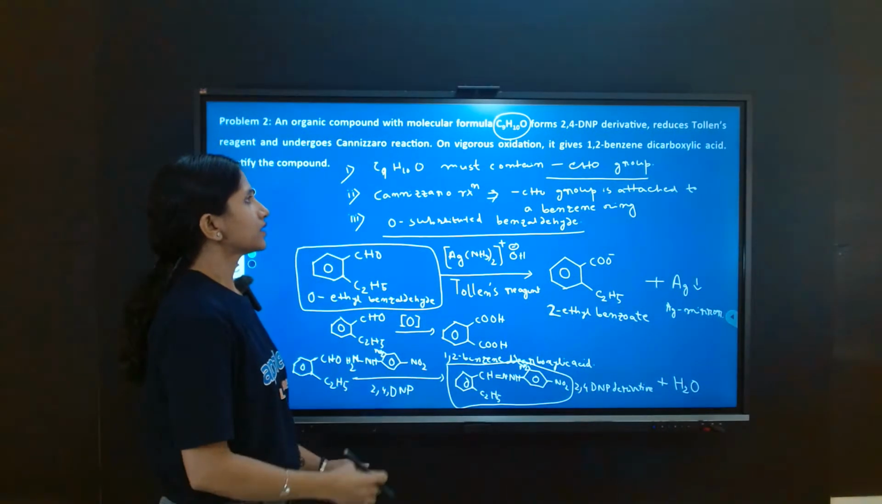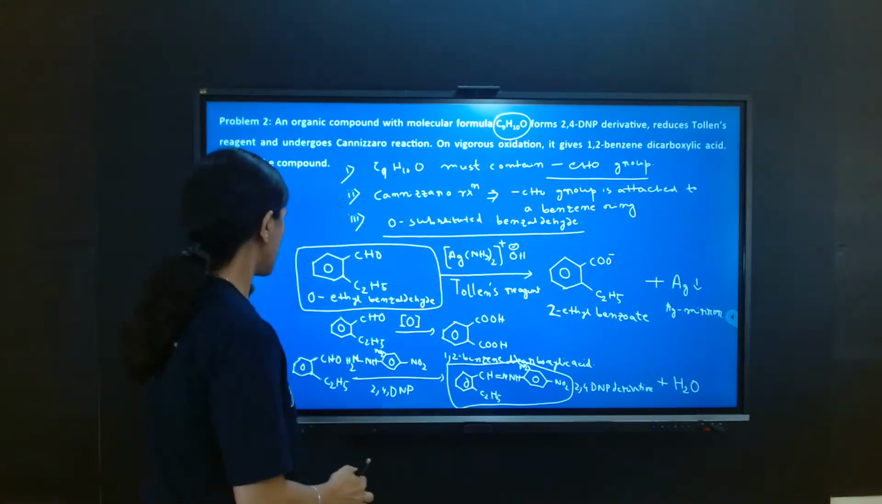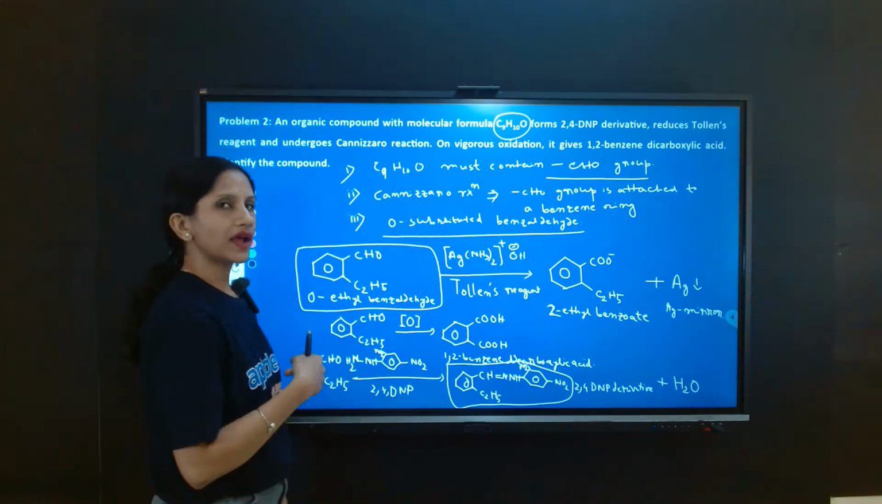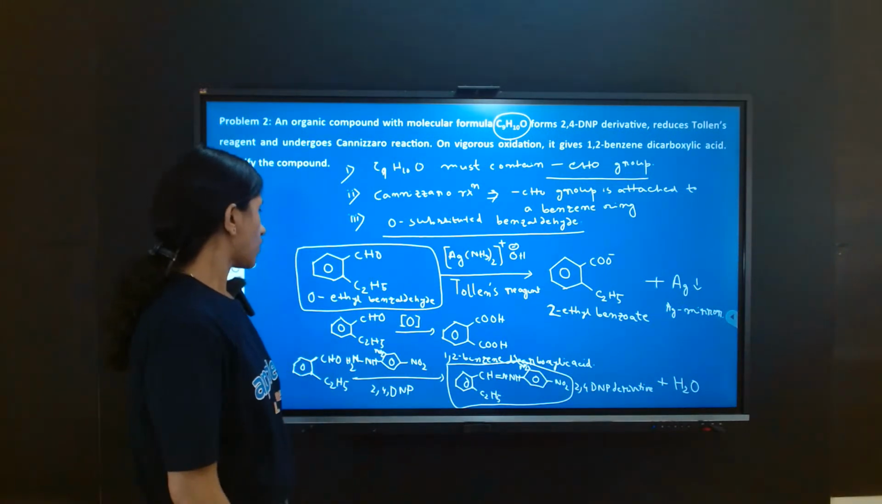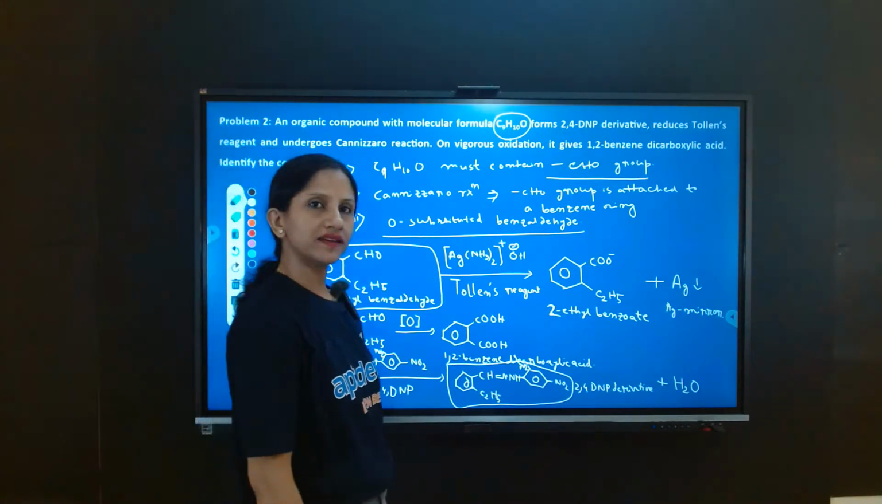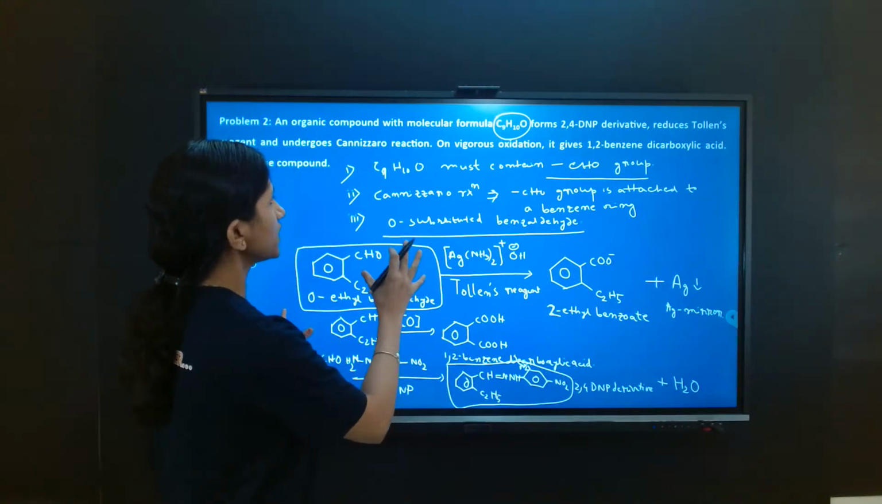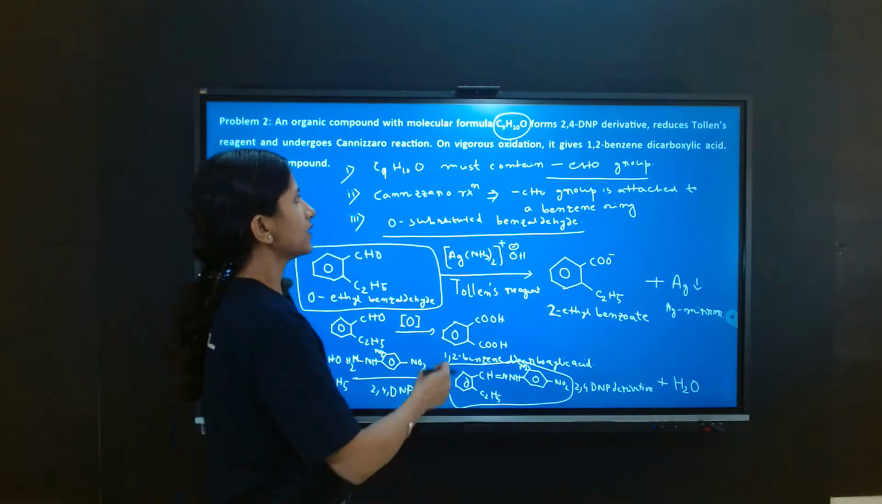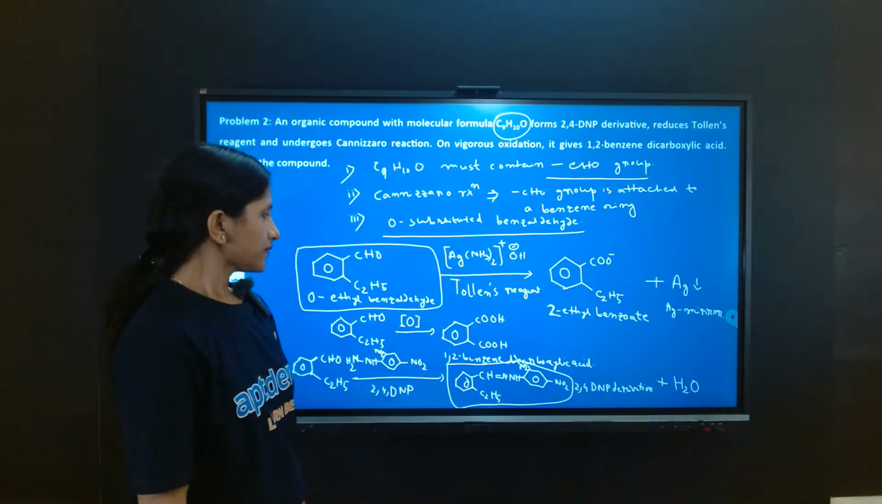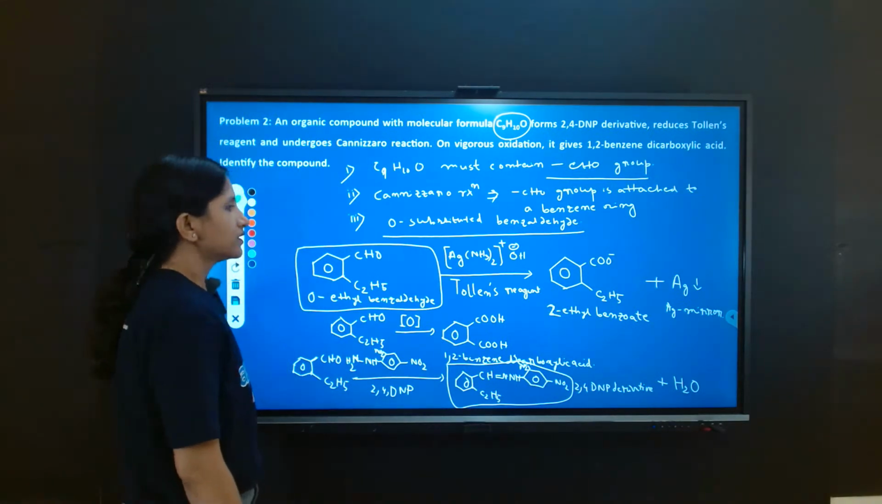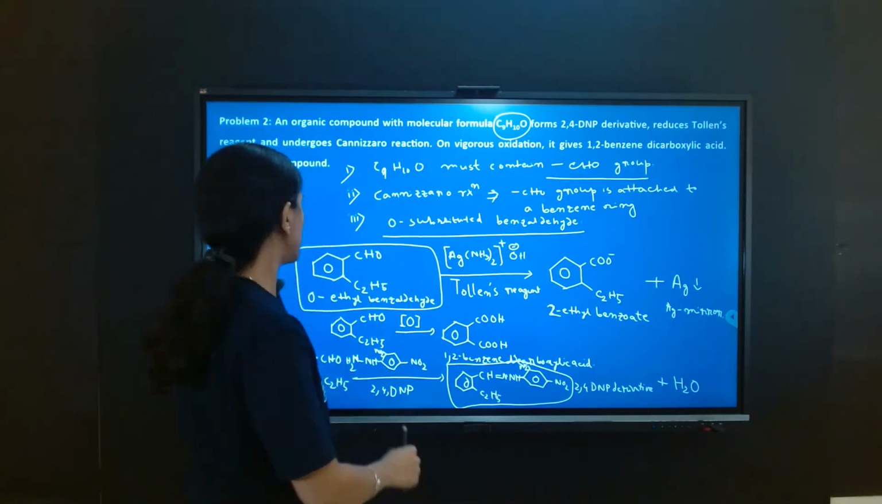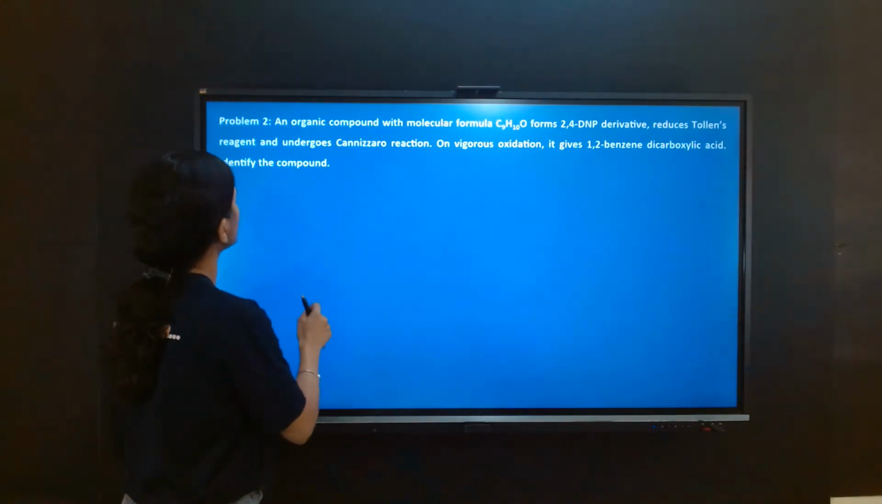So the conditions which are given, I have shown. We have already identified the compound as ortho-ethyl benzaldehyde and it satisfies all the conditions. So with this, I think you have enjoyed this problem, a very interesting one. With this, I would like to end this session. I hope you have enjoyed this session.